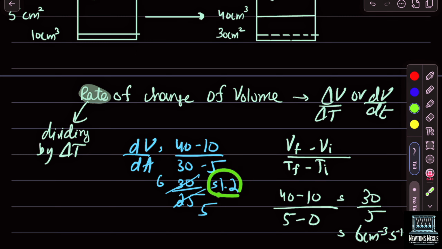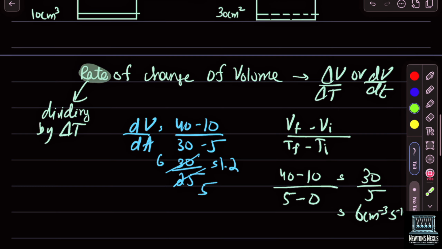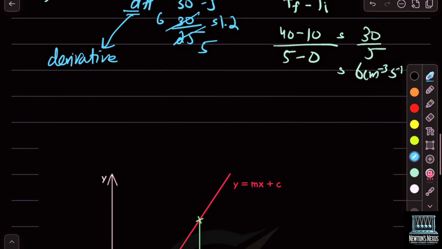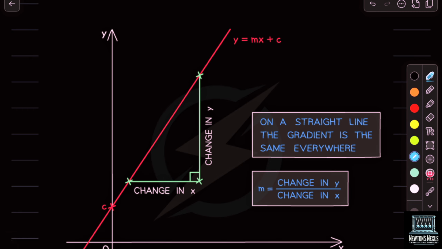And now it's not the rate of change. We cannot call this the rate of change because it does not include delta t. It does not include the change in time. But what we can say is that it is basically the change of volume with respect to the change in area, and we can say that this is also a derivative. This is also an example of the derivative. All right.